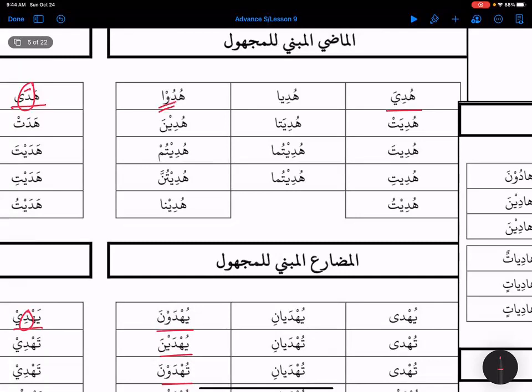So if we see our Huma version, that is Hudiya, right? And now we need to add the vow of Jama with it, right? So now this vow has eaten up this ya, so it is dropped. That always happens at home whenever there is a weak letter and this vow of Jama, they are not going to be together. The weak letter has to disappear. So now according to this vow, we need to give this dal Dhamma. So it becomes Hudu.